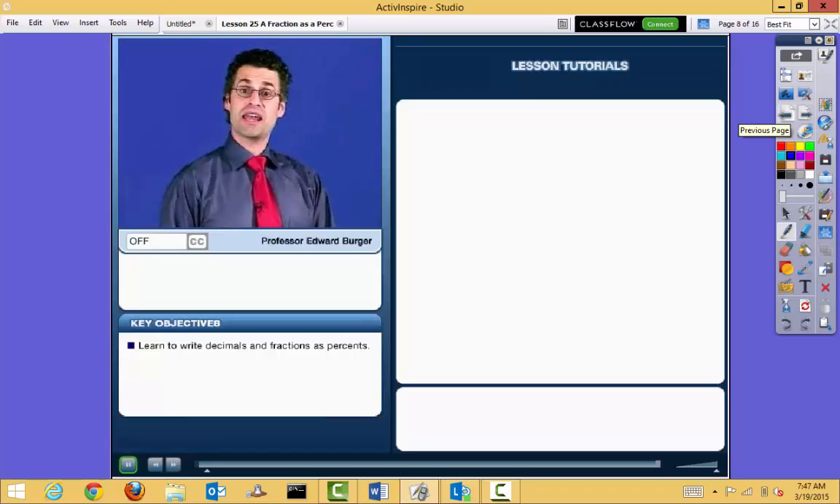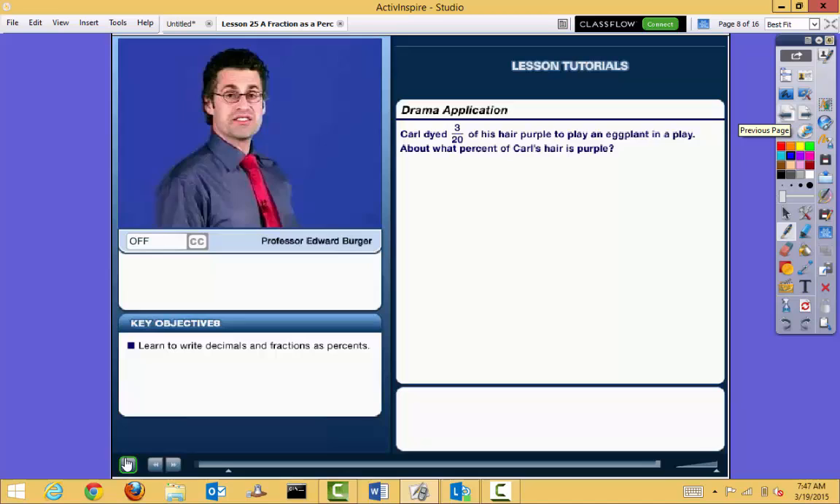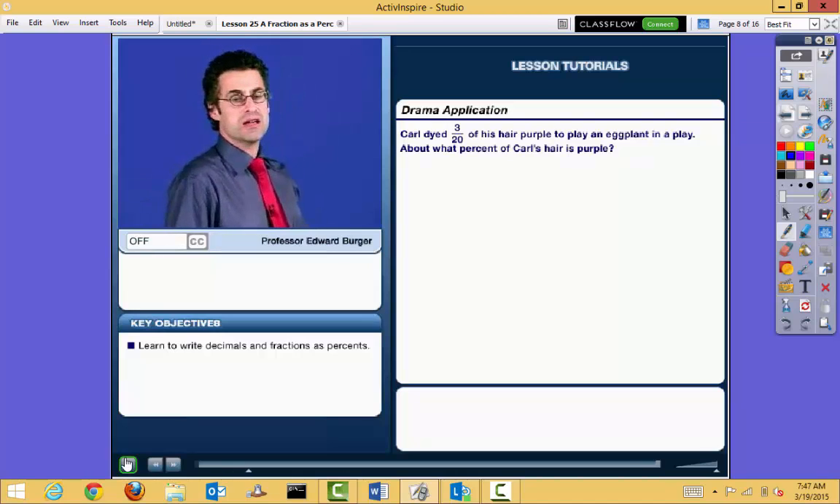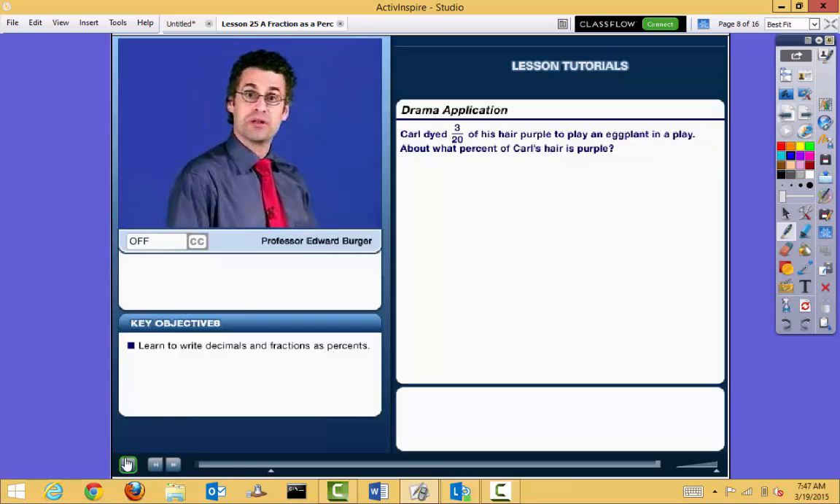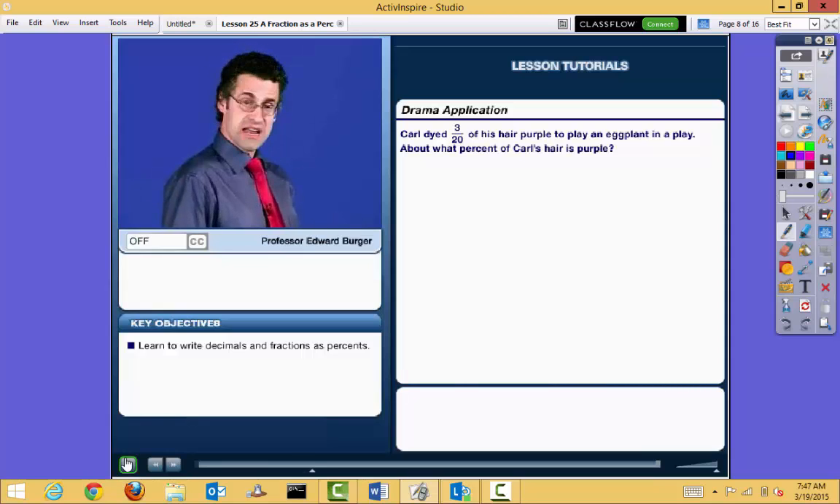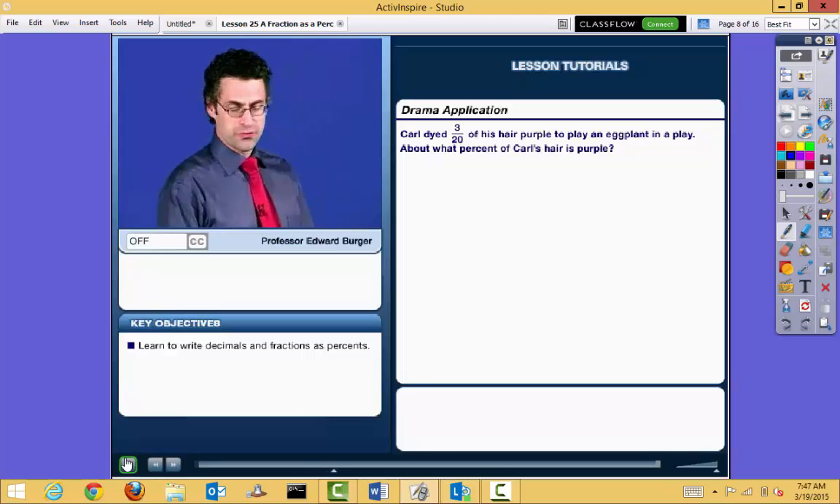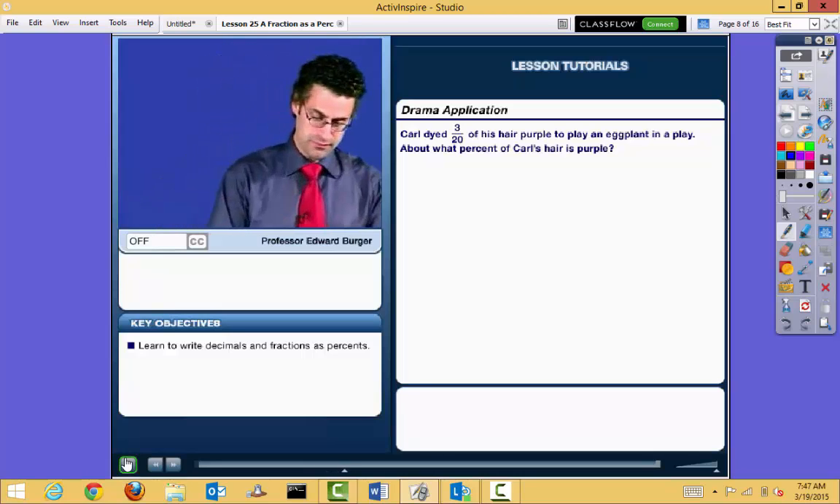Okay, let's take a look at an application where percentages naturally arise. So here's an interesting story about a student, Carl, who dyed 3/20 of his hair purple to play an eggplant in a play. And I'm sure it was a brilliant performance. But here's the question. About what percent of Carl's hair is now purple? Well, we'd have to figure out what percent 3/20 is.